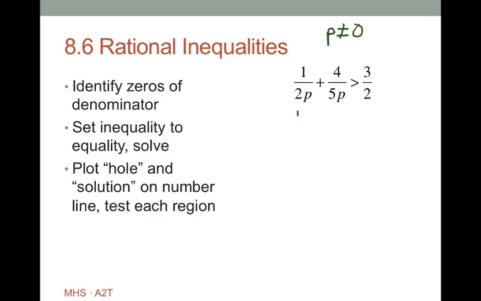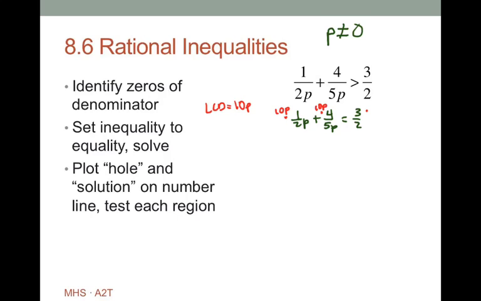So in this case, p cannot be equal to 0. Let's go ahead and solve, though. 1/(2p) plus 4 over 5p is greater than 3/2. We want to get a common denominator. We want to clear it. So what are the factors? Well, we've got a 2, a 5, and a p. So let's use 10p. Let's multiply both sides by 10p, each term.